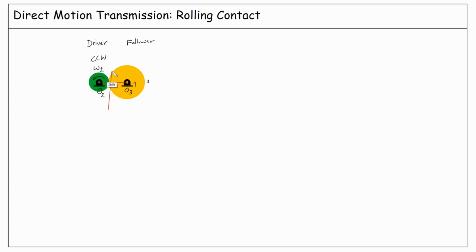If I draw the transmission line, then the intersection is at the contact point. As usual, we name it Q. Now we can say the ratio of omega 3 to omega 2 is O2Q over O3Q. We should also notice that since point Q is in between the two centers, the angular velocities are in the opposite direction. Therefore, the follower disk must rotate clockwise.